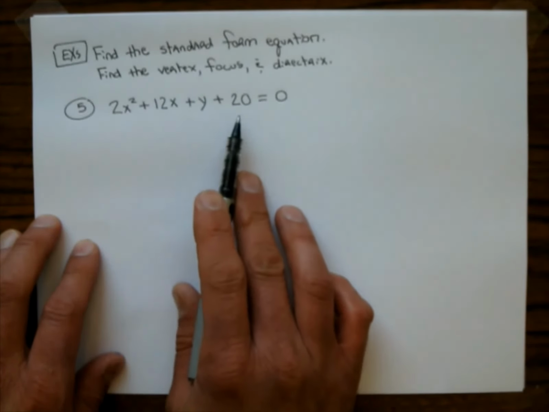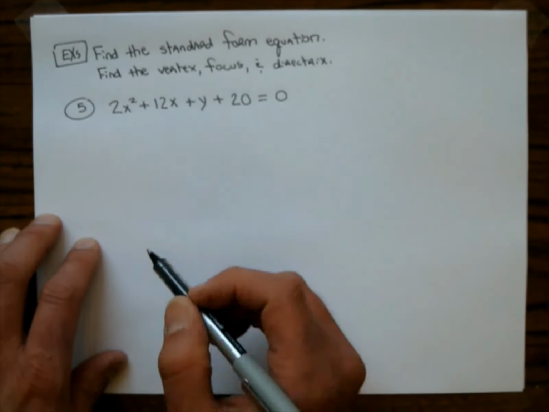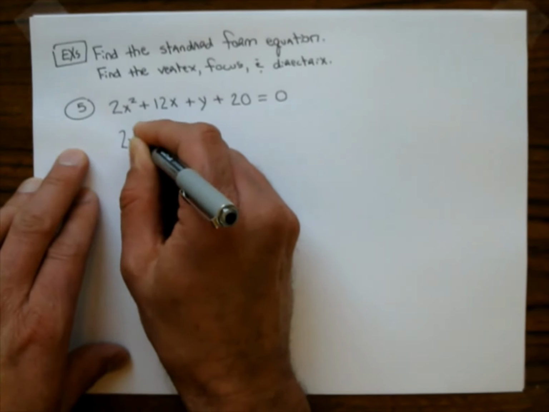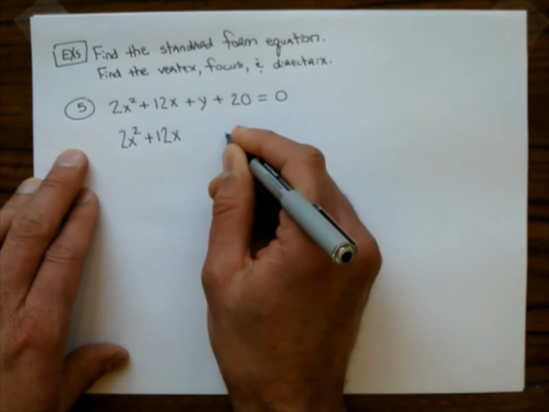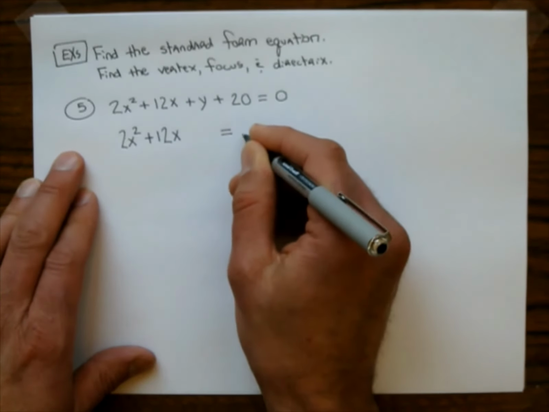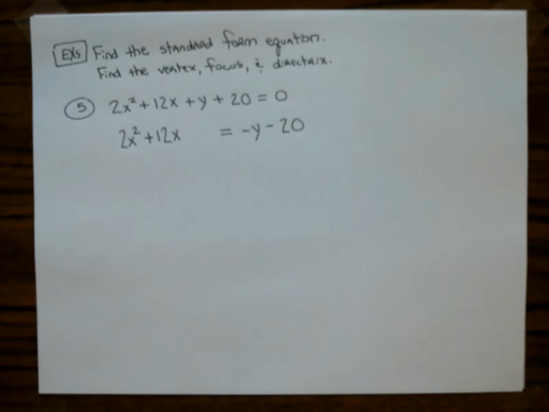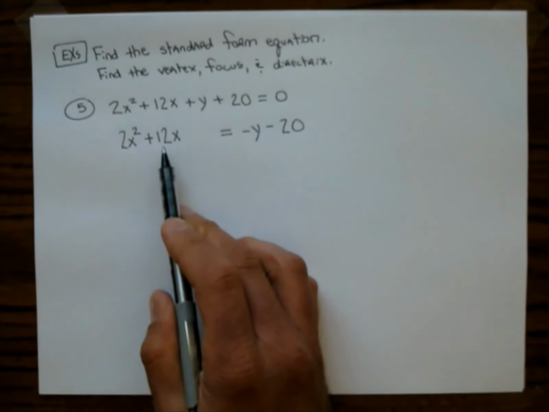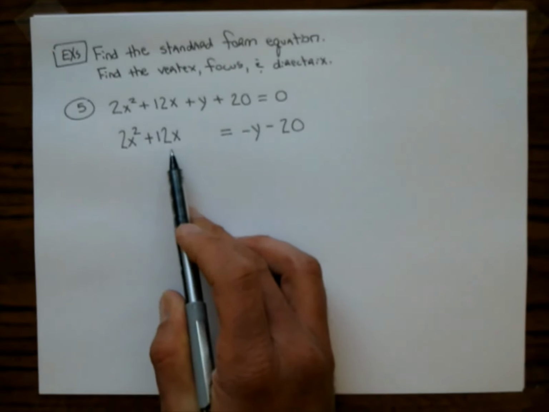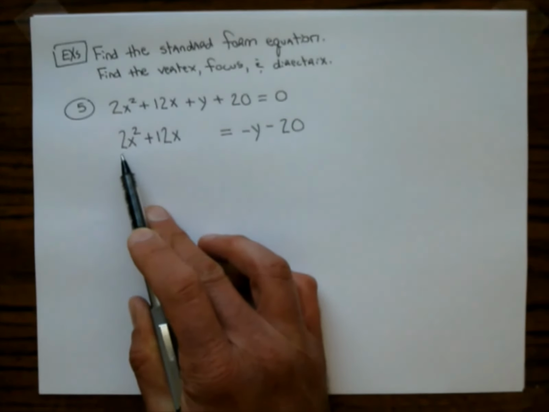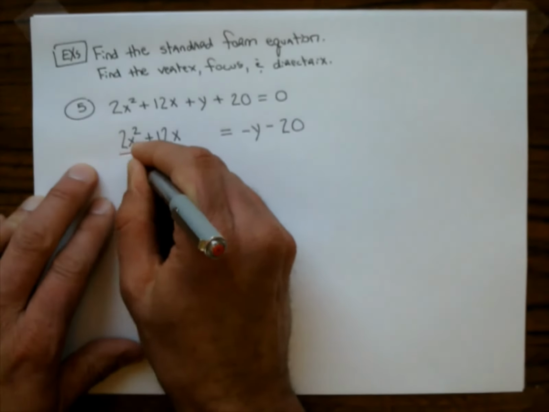What we want to do is find out which one has a square, which is the x's, and keep all the x's on the left-hand side of the equation. So this is 2x squared plus 12x. Leave a space. This is going to equal negative y minus 20. Okay, now if you start completing the square and saying 12 divided by 2 and then square it, you're kind of off because you cannot complete the square unless there's a 1 in front of the x squared. So what are we going to do to everything in the equation? Divide it by 2.